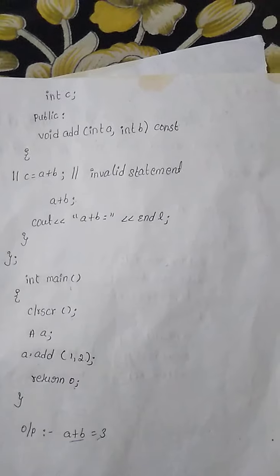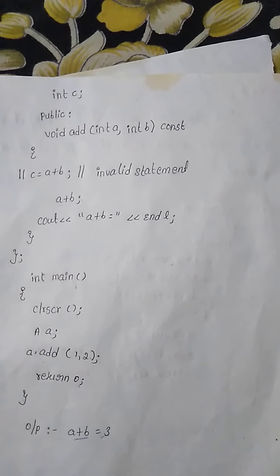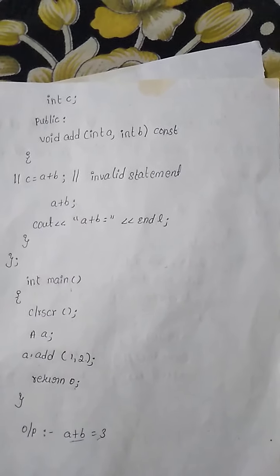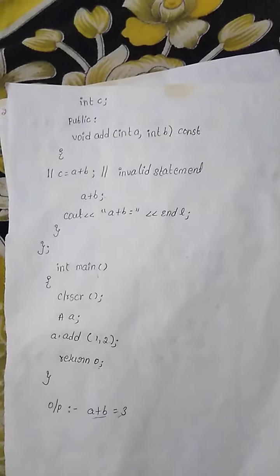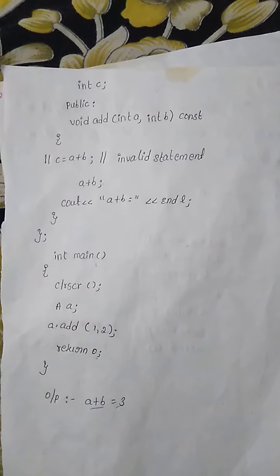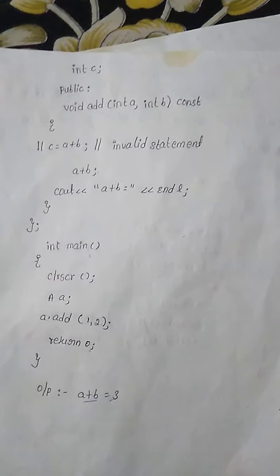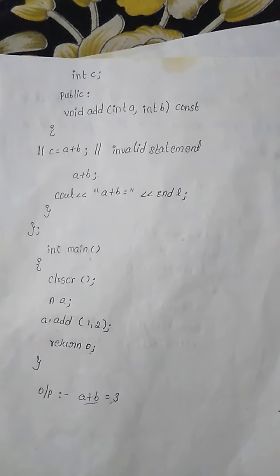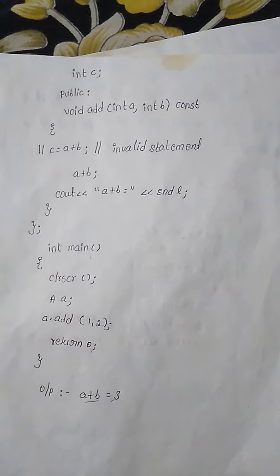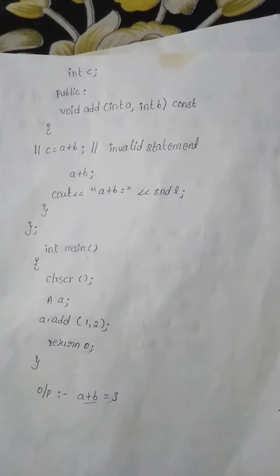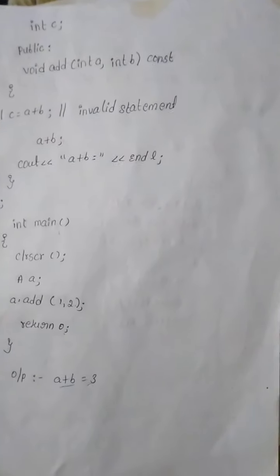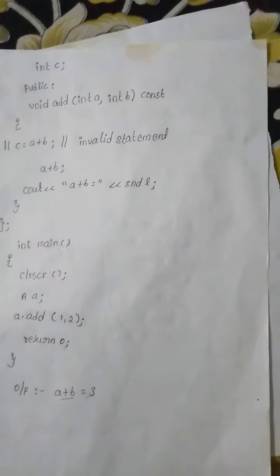The only valid statement is a plus b, because we write in the add function two parameters, int a comma int b. So a plus b is valid. So we print the a plus b. Then we close the class with semicolon. Next we write the main method, declare class A. We can create object a. So we call the function a dot add function. So we give values to a and b. Next, the output will be a plus b equal to 3.